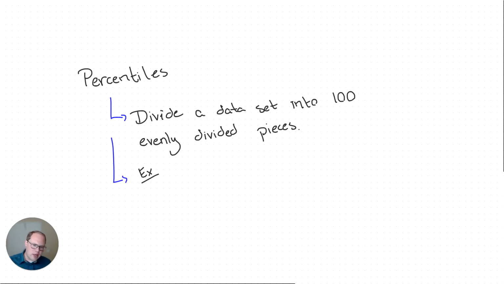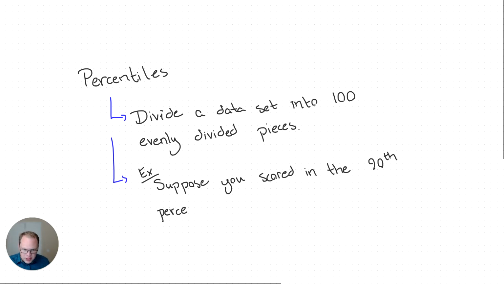Suppose we had an exam in our statistics class, and you scored in the 90th percentile on the exam. What does that mean?